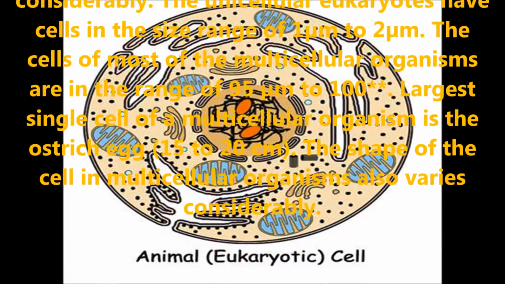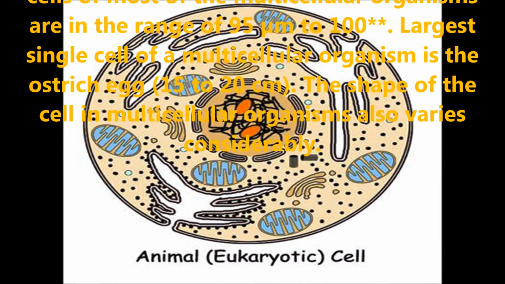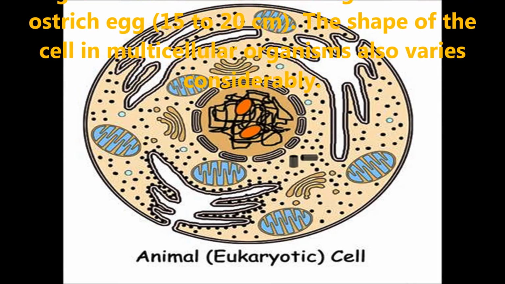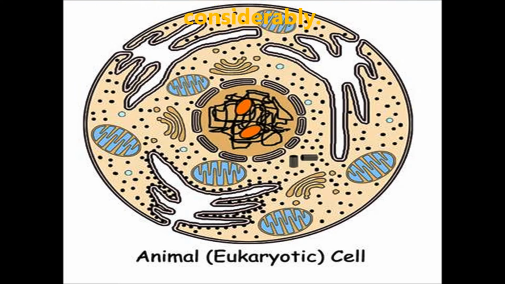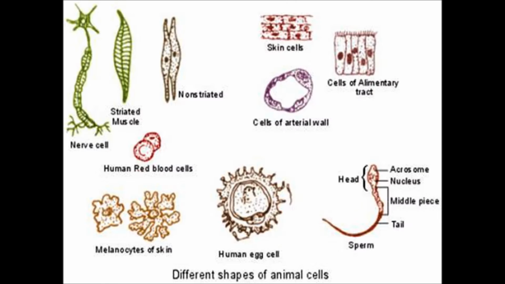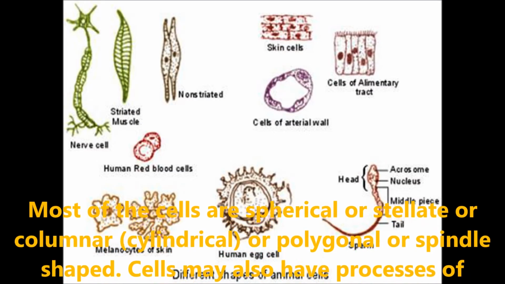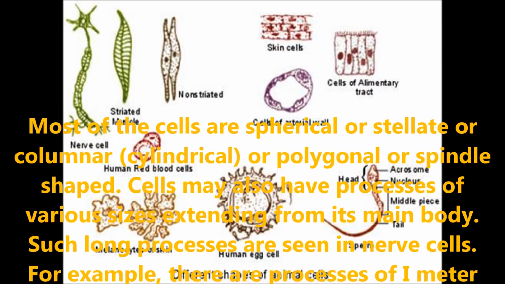A large single cell of a multicellular organism is the ostrich egg. It is 15 to 20 centimeters. The shapes of cells in multicellular organisms also vary considerably. Most of the cells are spherical or cuboidal or columnar, meaning cylindrical, or polygonal or spindle shaped.